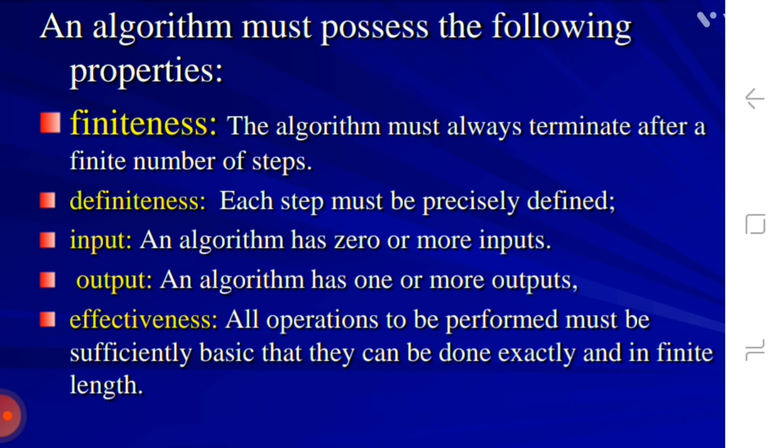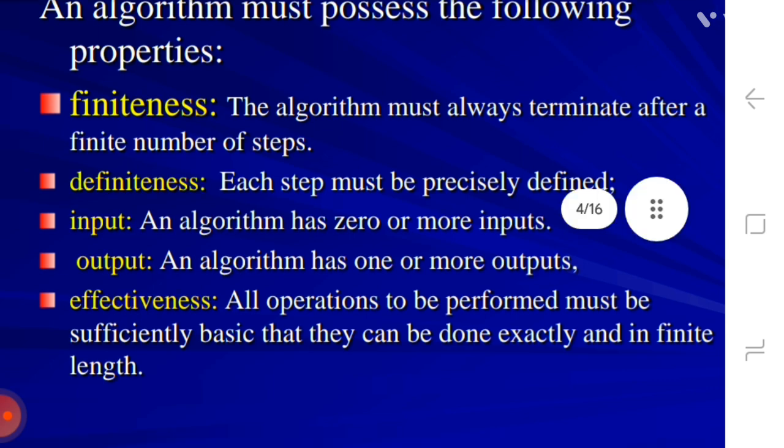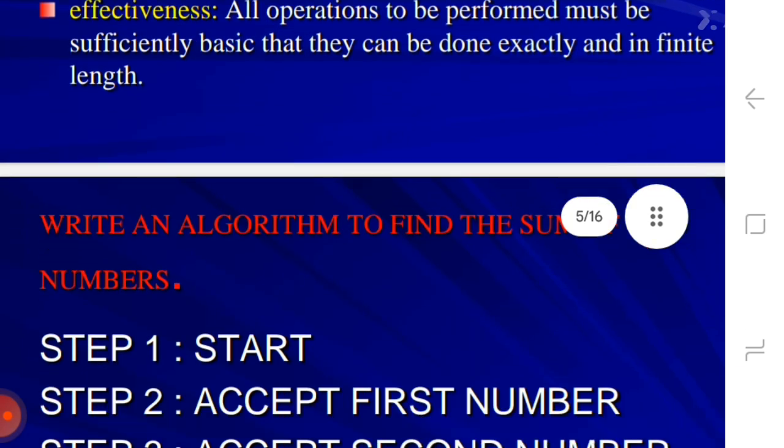So what are the points to be kept in mind when you are writing an algorithm? They should be clearly visible when you are writing an algorithm. That is finiteness, definiteness, input, output and effectiveness. These should all be there whenever you are writing an algorithm.